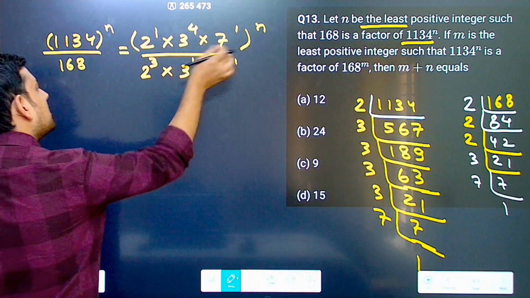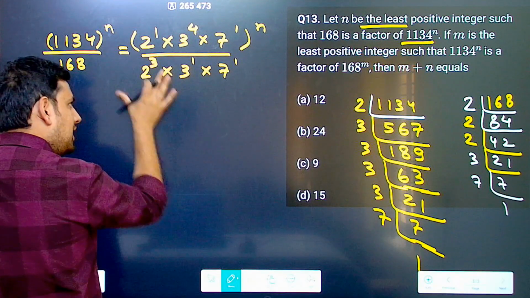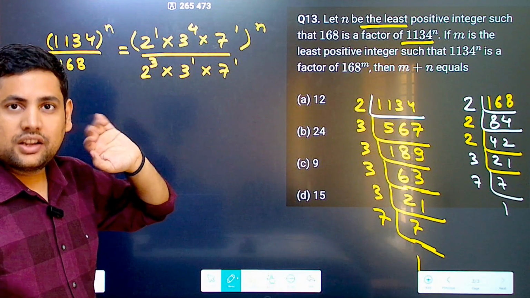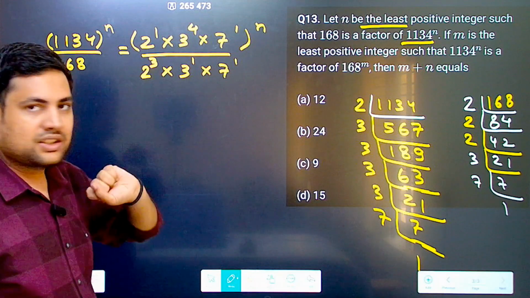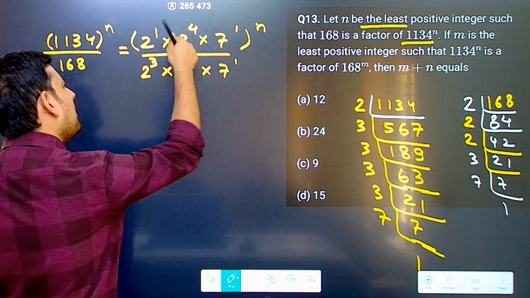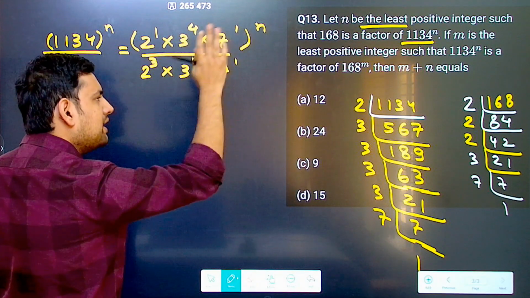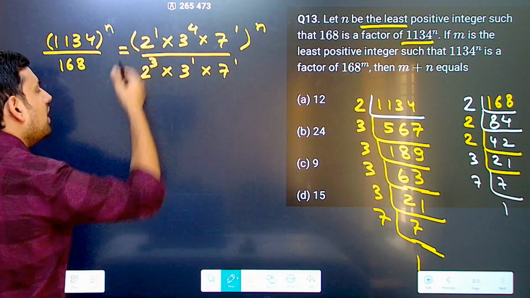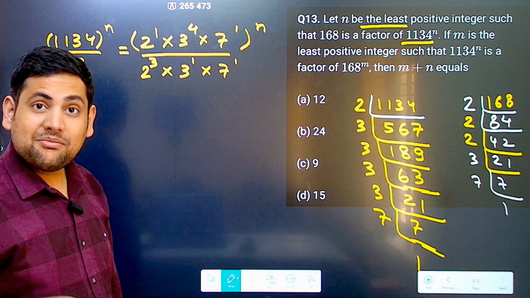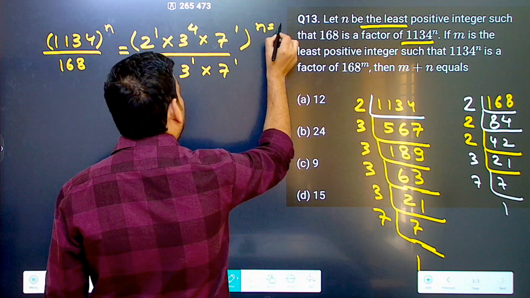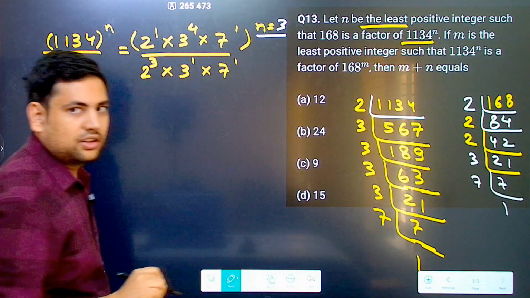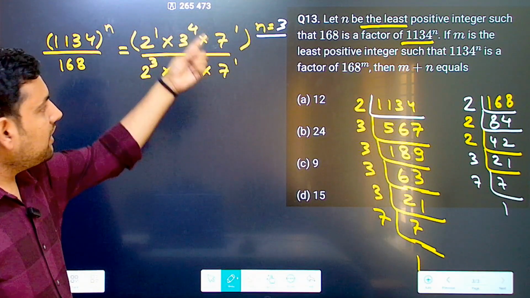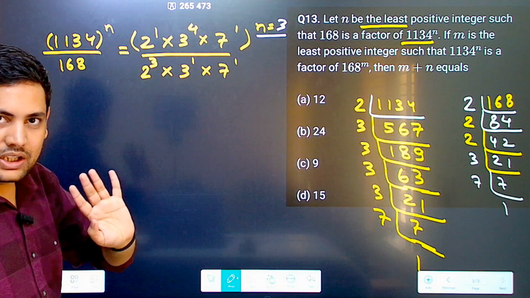Now what can be this value? If this has to divide it, then everything that is here must be here also. If it has anything more, it does not matter, correct? But it cannot have anything less than whatever is given here. Now 3 power 1 is here, 3 power 1 is there. 3 power 4 you have, so you have extra, does not matter. 7 power 1 you needed, 7 power 1 you have, but you needed 2 power 3, but you have only 2 power 1. So what can I do? I can make it 2 power 3. How? If I take n is equal to 3, can you see this will become 2 power 3, 3 power 12, 7 power 3, and then this will be divisible. So n is equal to 3. This is what I got.